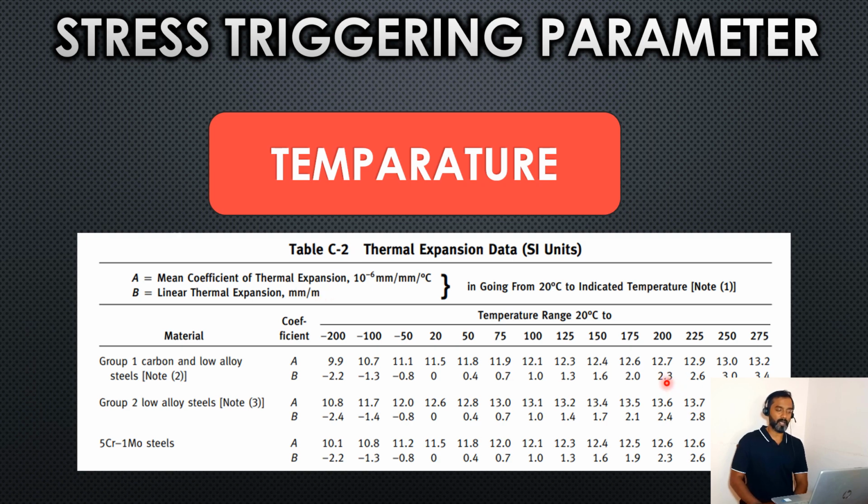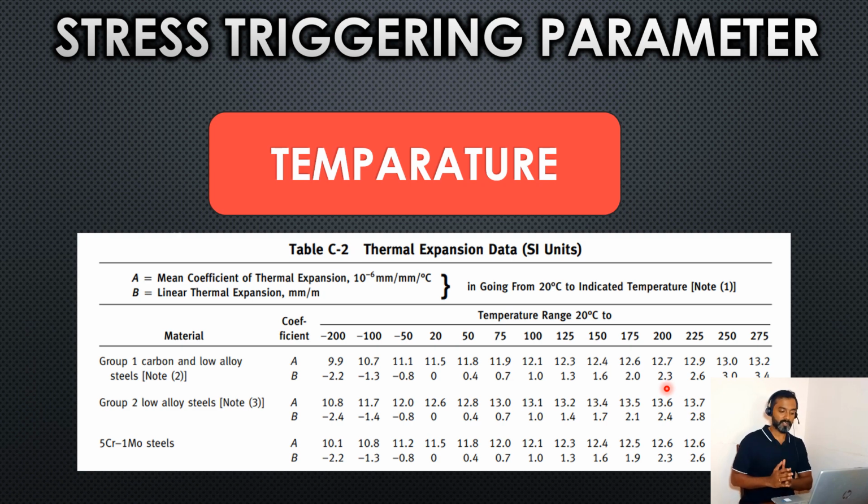So imagine you have 100 meter piping. For every 1 meter it is 2.3. For 100 meter how much it will be? So it will be nearly around 230 centimeter, right? So 230 centimeter it will get, through 230 millimeter. 230 millimeter it will get expanded actually.